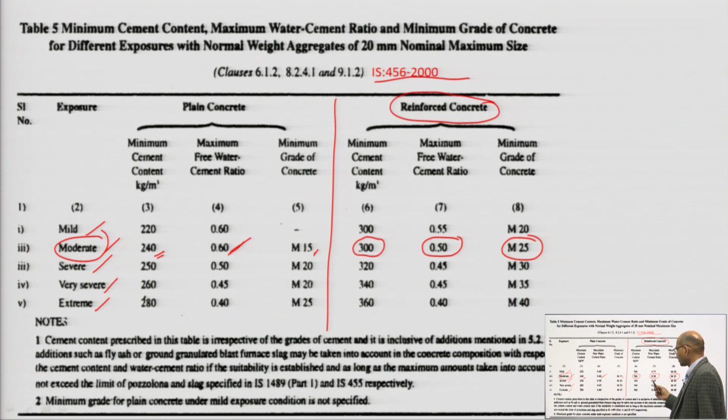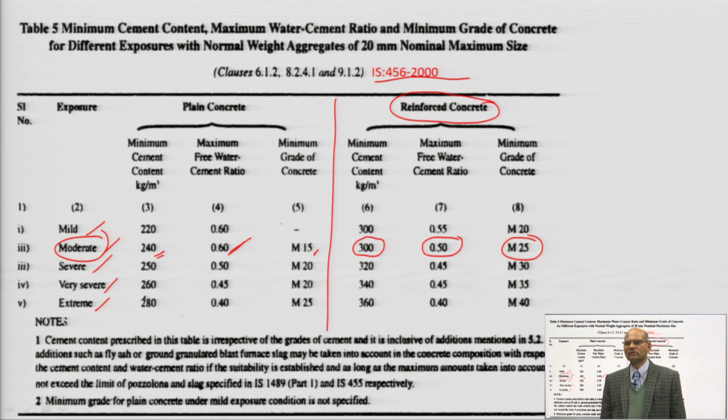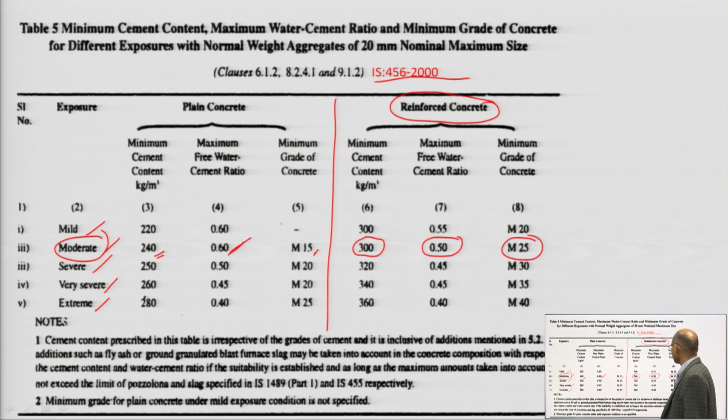So, the maximum water cement ratio is 0.5. You can go to 0.43 also, or 0.3 also, depending on the mix, but the grade of concrete is also limited: you should not use less than M25 grade of concrete if your structure is in moderate exposure condition. So you are observing that our problem is M25 and the maximum free water cement ratio is 0.50.